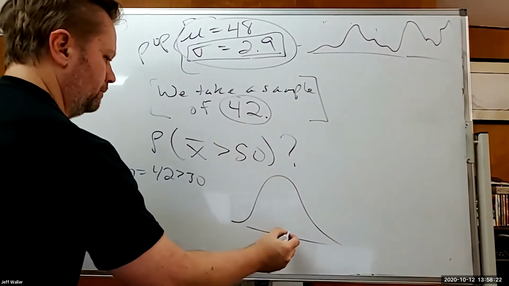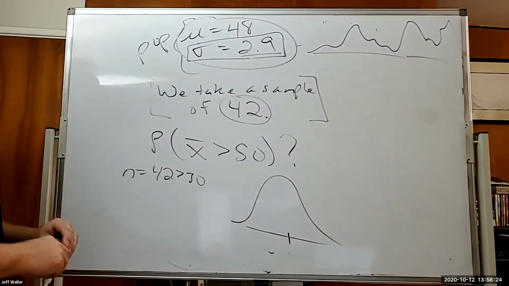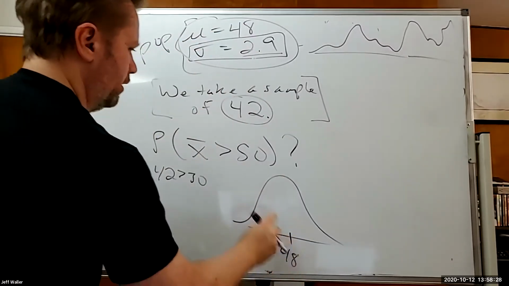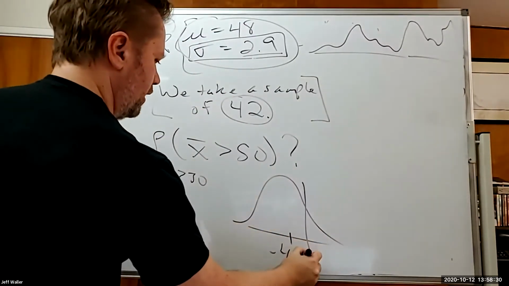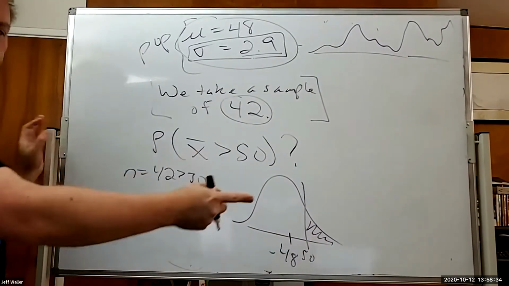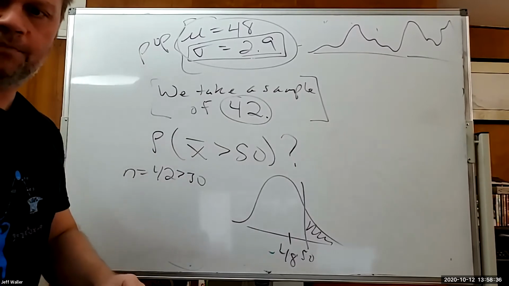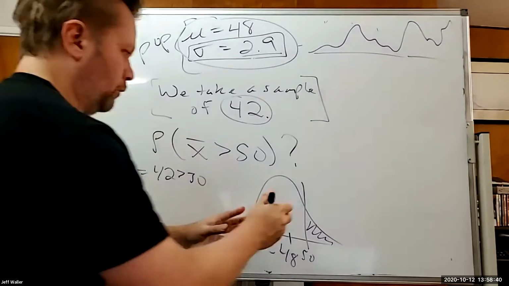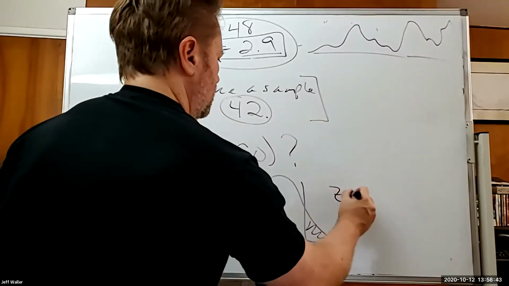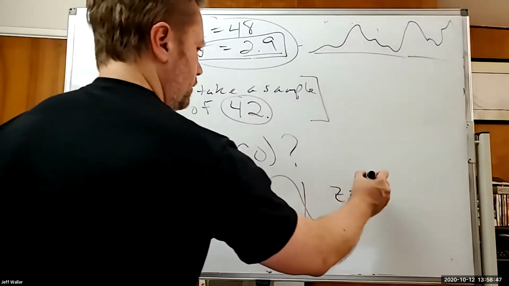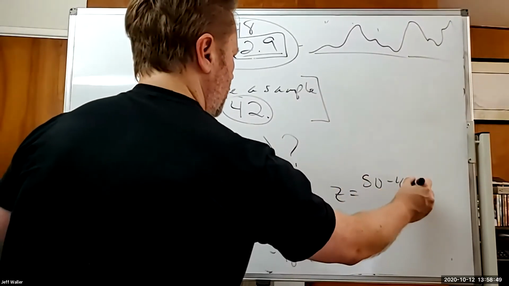What goes in the middle? 48. And I want to know greater than 50. So I put 50 down there. I want to know that area. What's the next step to try to get that? Find the z-score. Because that's the only way I can use the chart of answers, is to get a z-score. So it'll be 50 minus 48 divided by what?